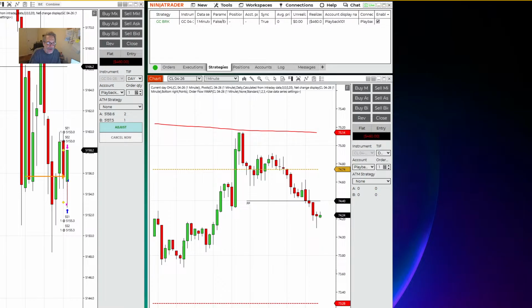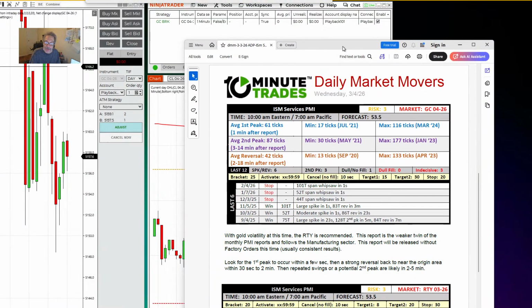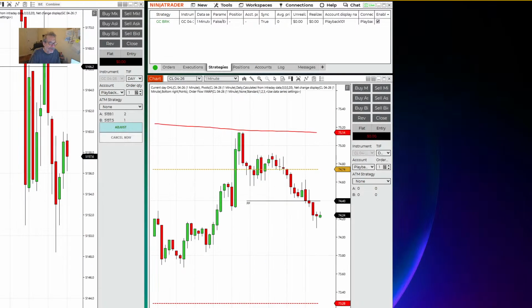So the failure here was you can't use normal setups in these markets. Now, I didn't trade gold, so I didn't spend a lot of time thinking about that gold entry and the gold setup. Obviously, the bracket was too small, okay? 25 bracket, too small.